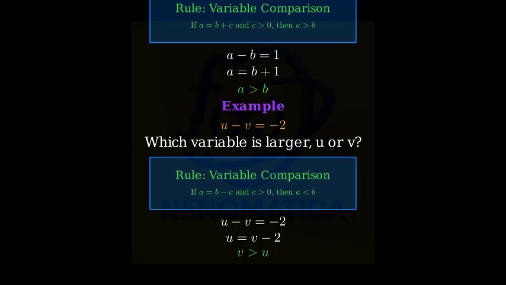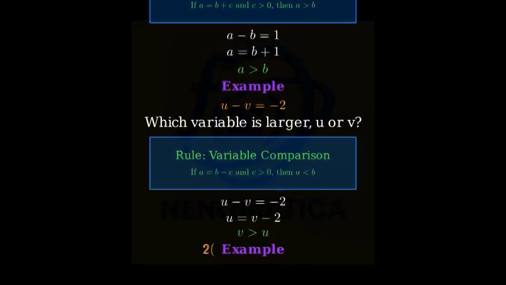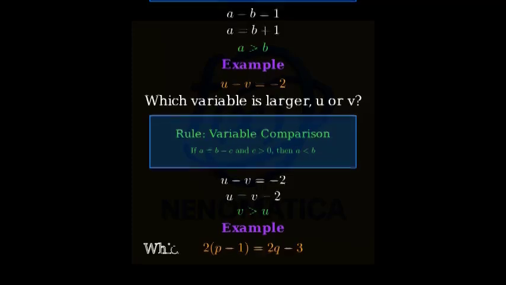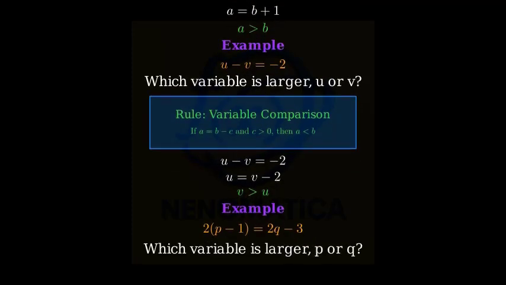Finally, let's look at our third example. Here we have the equation 2 times open parenthesis p minus 1 close parenthesis equals 2q minus 3. We need to determine which variable is larger, p or q. Let's solve this more complex problem step by step.